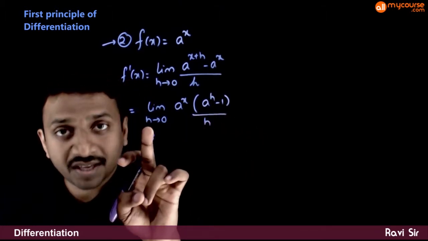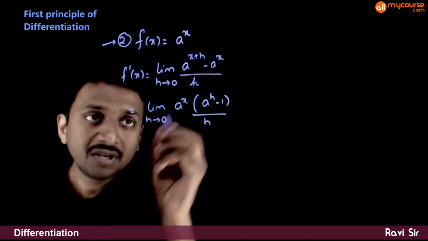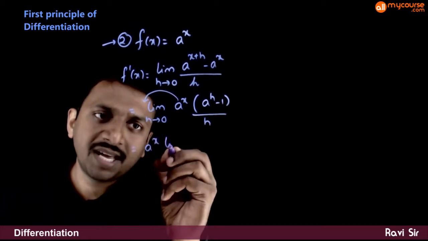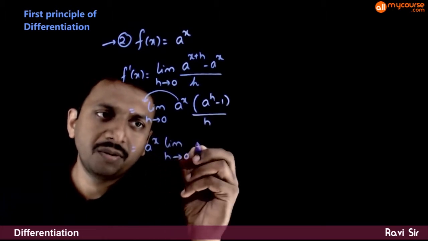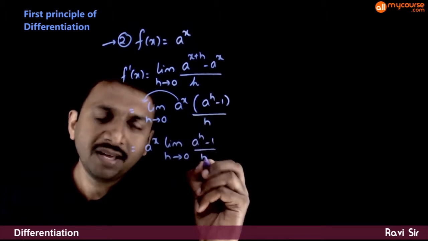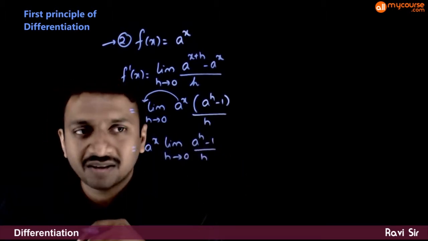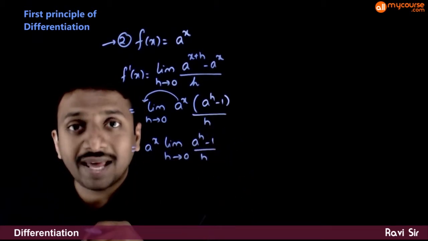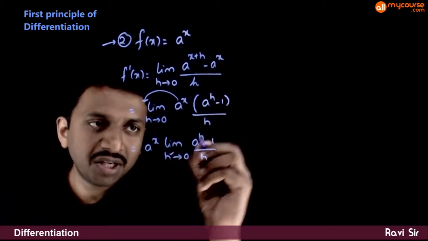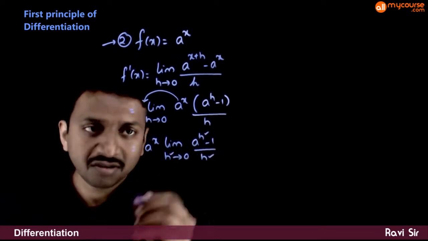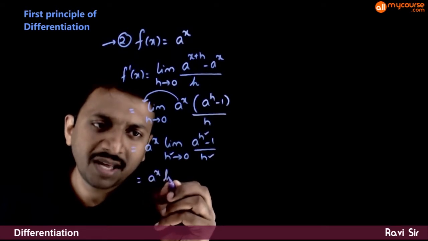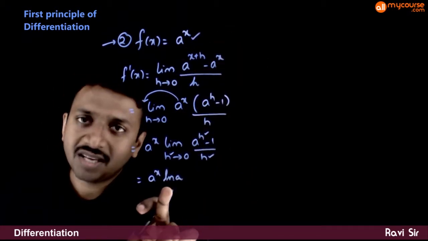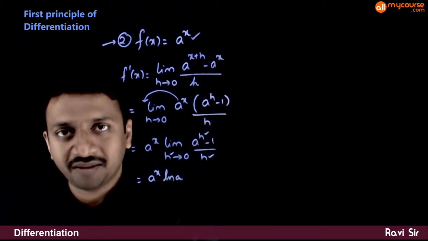So the limit variable is h. x is constant right now, so a^x can be taken out. That is equal to a^x times the limit as h tends to 0 of (a^h minus 1) by h. This is a standard limit: the limit as x tends to 0 of (a^x minus 1) by x is equal to ln a. So the limit is nothing but ln a, and the differentiation of a^x is a^x ln a.